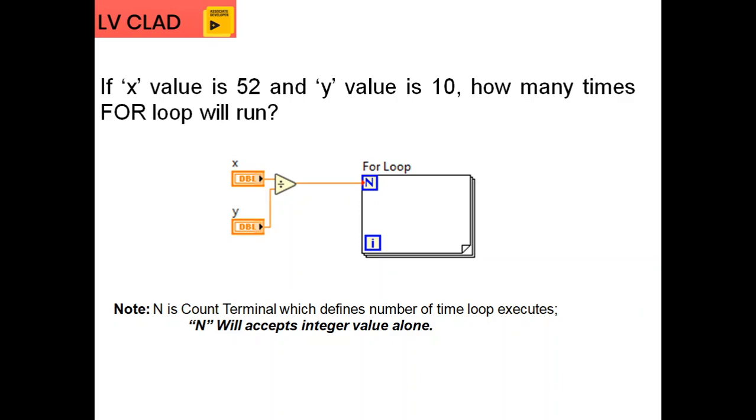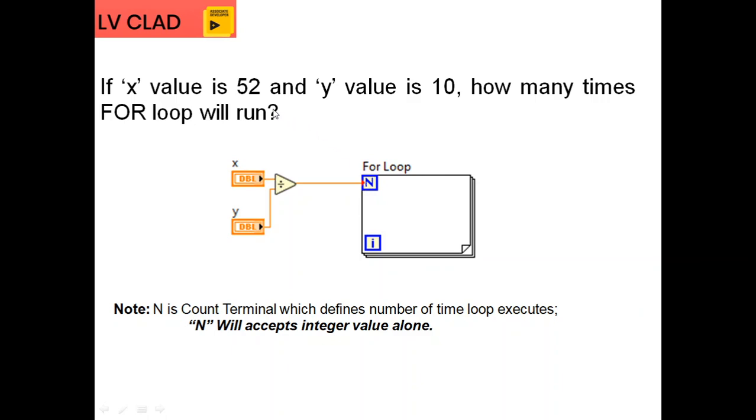If the x value is 52 and the y value is 10, how many times will the for loop run? Just keep in mind, here there is no coercion dot, but I just used the divide function. The default wire has a dbl, but that value is given to the for loop. The blue color always indicates integer, so whatever fraction value we have, it will be manipulated and rounded.